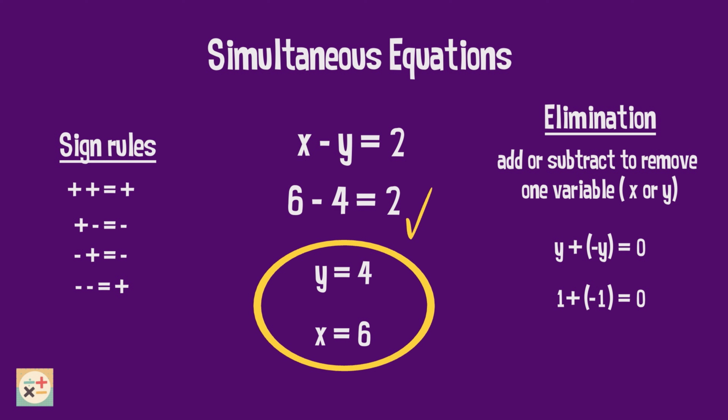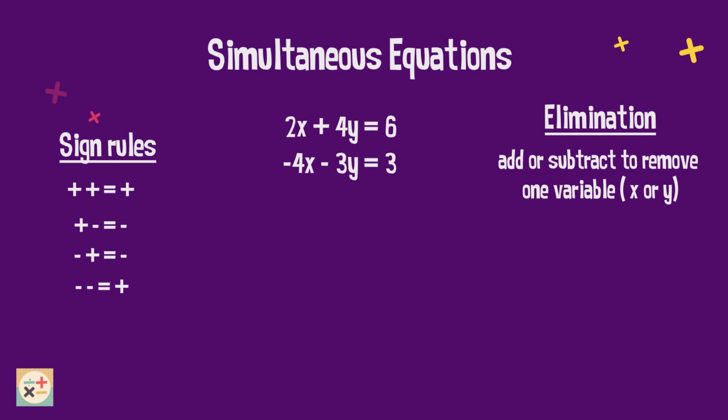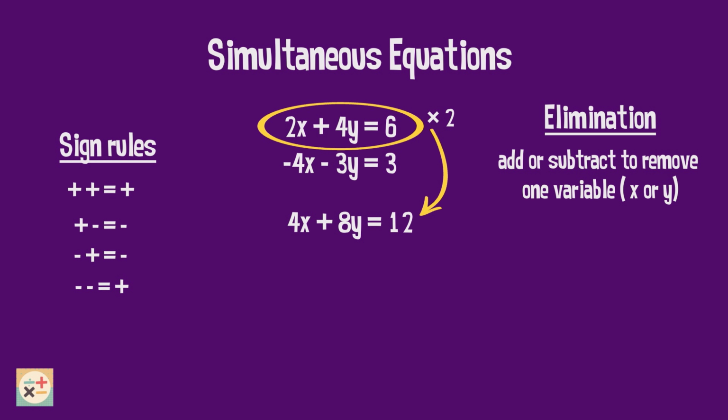However, what if you have a question where the numbers don't cancel straight away? Let's work through this example. In order to cancel either x or y, we first need them to have the same coefficient, the number before the letter, regardless of it being positive or negative. Notice here if we multiply the entire first equation by 2, we end up with 4x, which we can now match with the minus 4x in the second equation.